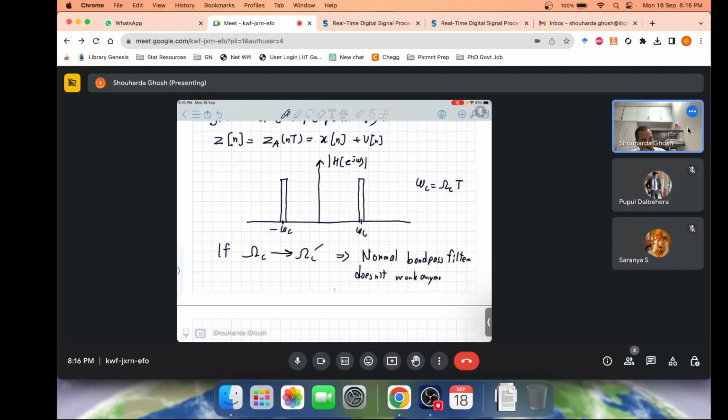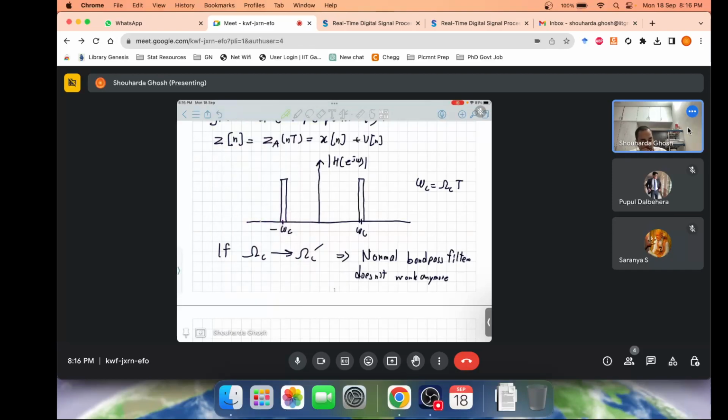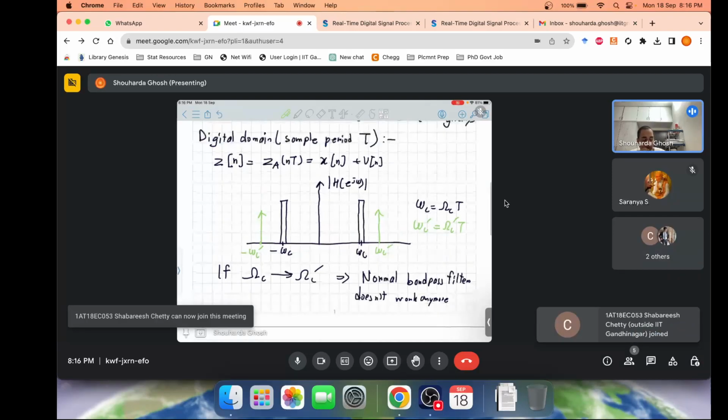And why is that so? Because you can very well see that if my sinusoid gets down over here at, let's say, minus omega c prime and omega c prime, where omega c prime is the changed frequency, then this band pass signal will completely cut off this component, and I will no longer get the signal.